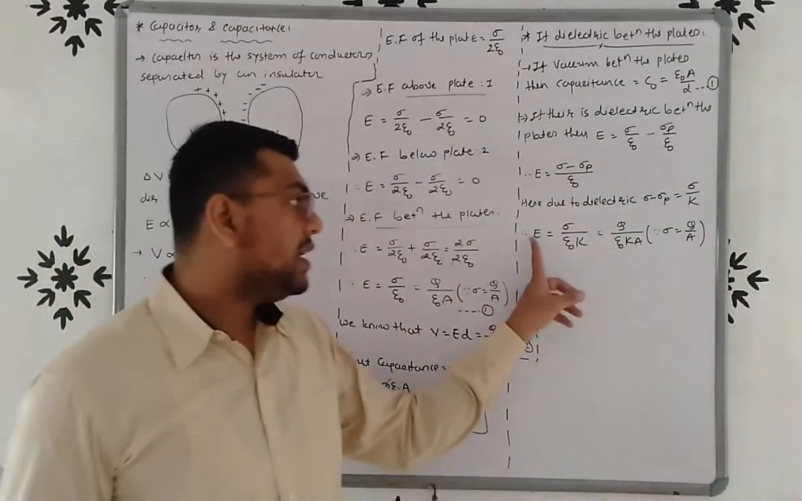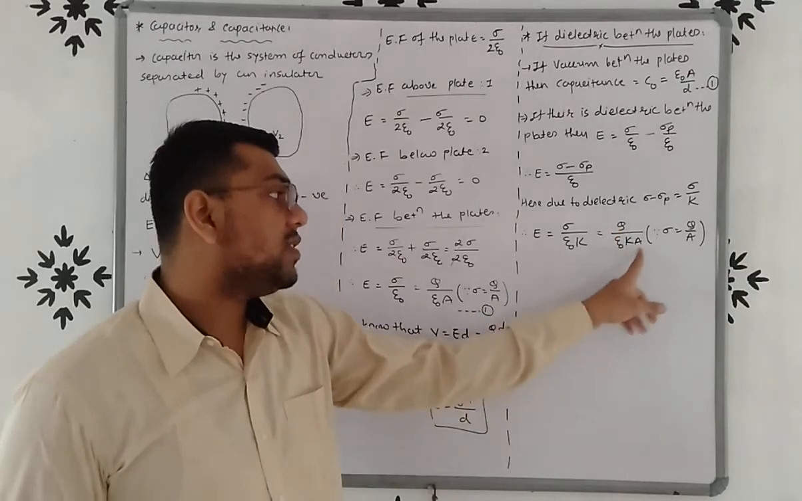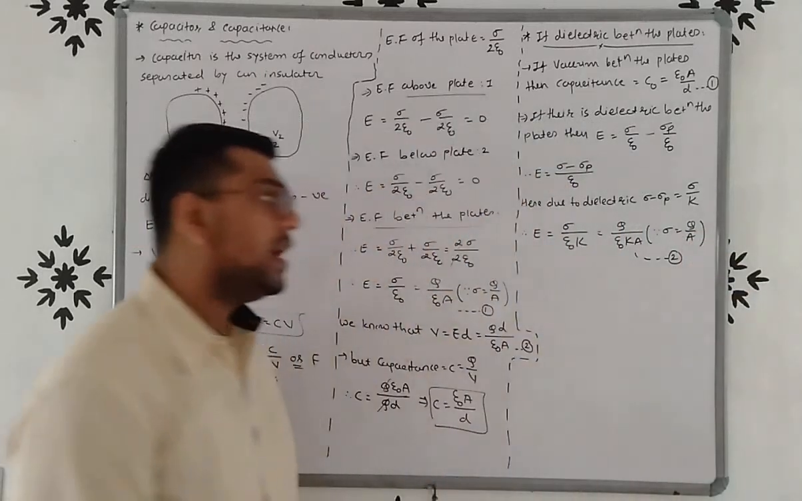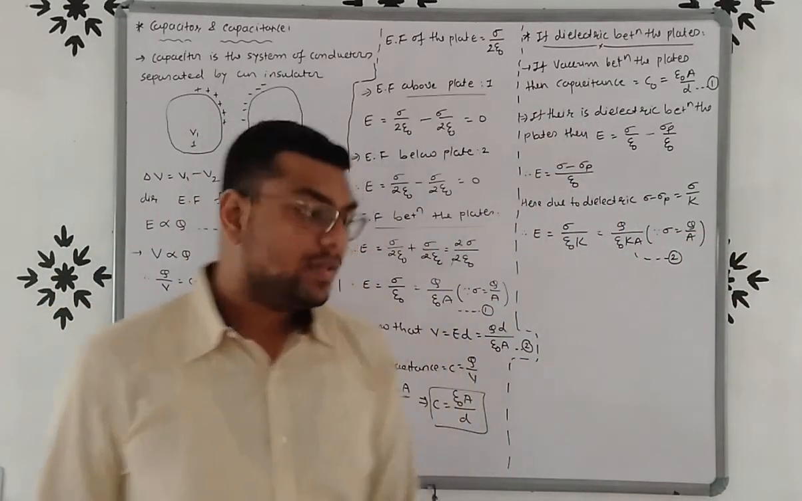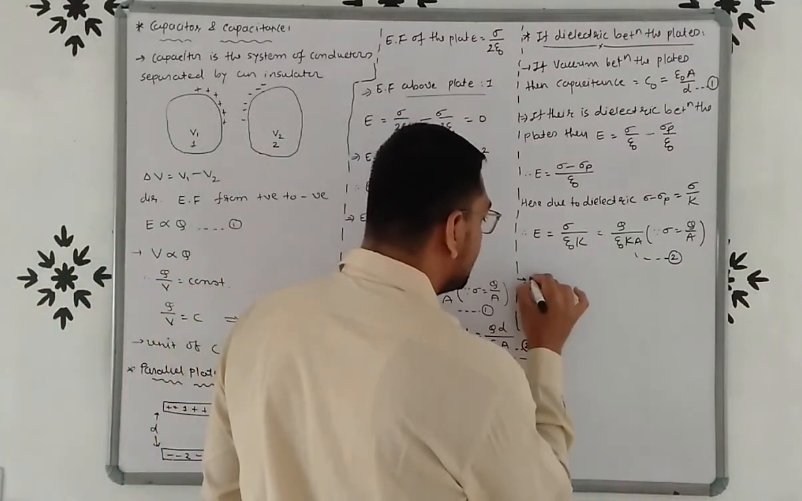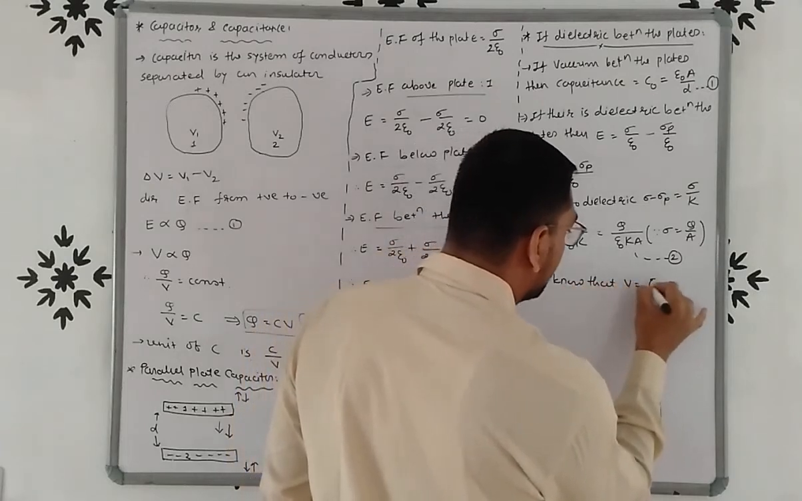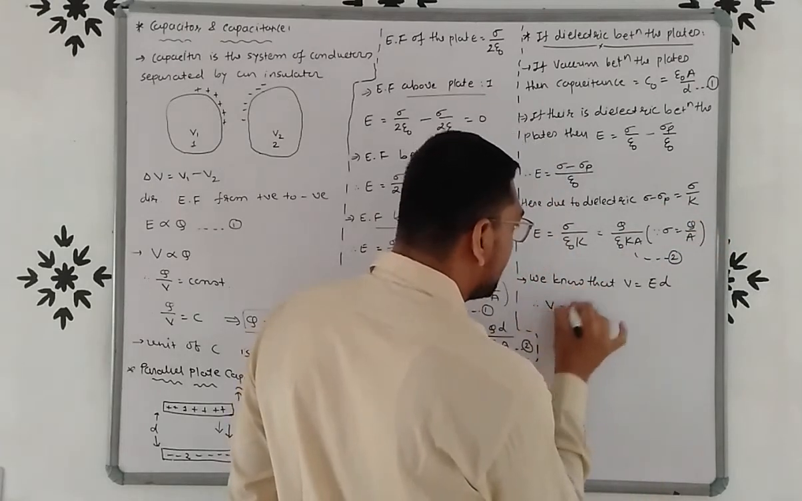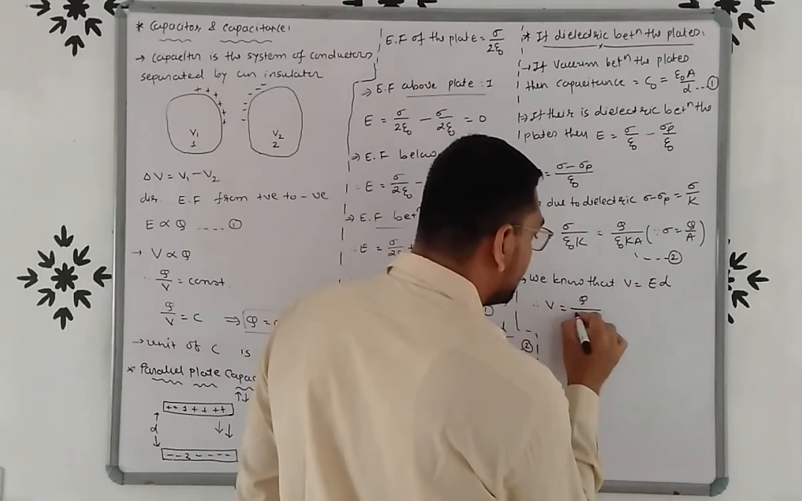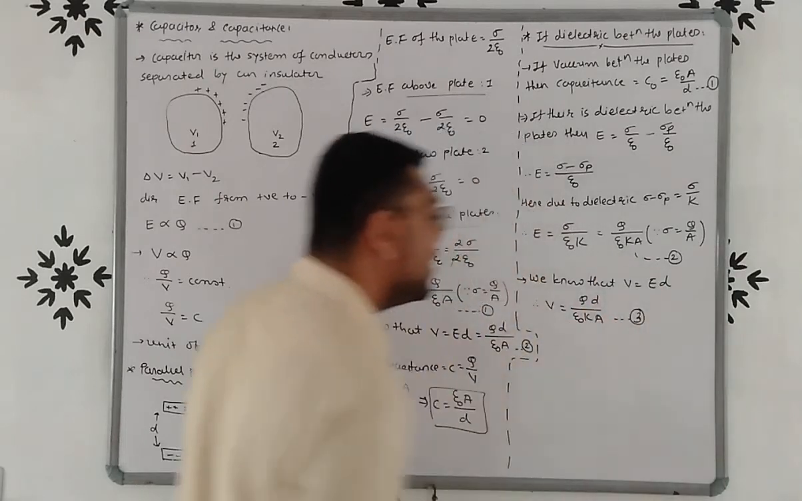So E is equal to sigma upon epsilon 0 K, but sigma is equal to Q by A, so E is equal to Q by epsilon 0 K A. This is equation number 2, the electric field. Now to find the capacitance, we have to find the potential. We know that potential V is equal to E D. So V is equal to the value of E, Q by epsilon 0 K A, into D. This is equation number 3.